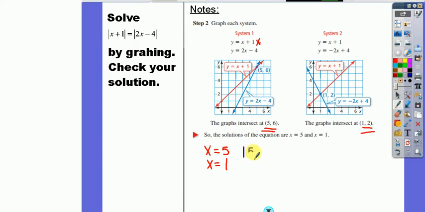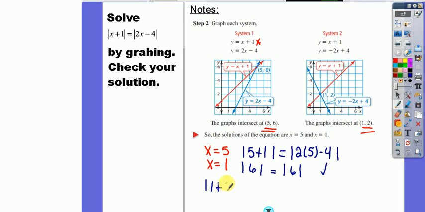So I'm going to say the absolute value of 5 plus 1 should be equal to the absolute value of 2 times 5 minus 4. When I do that, I get the absolute value of 6 equals the absolute value of 10 minus 4, which is also 6. The absolute value of 6 does in fact equal the absolute value of 6 because 6 equals 6, so that works. I'm going to try again with 1 to make sure it's not extraneous.